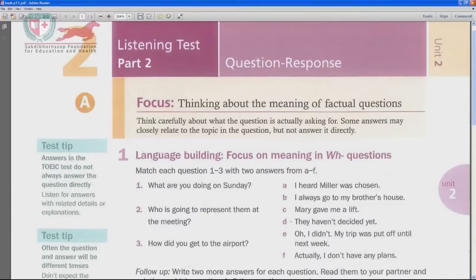Another answer, a second answer for question 1, E. Now, what are you doing on Sunday? We're thinking next week, future. E says, oh, I didn't, past. So it can't be that. The question is asking future. E answers about the past. So it's F. Right. Actually, I don't have any plans. What are you doing on Sunday? I don't know. I don't have any plans.